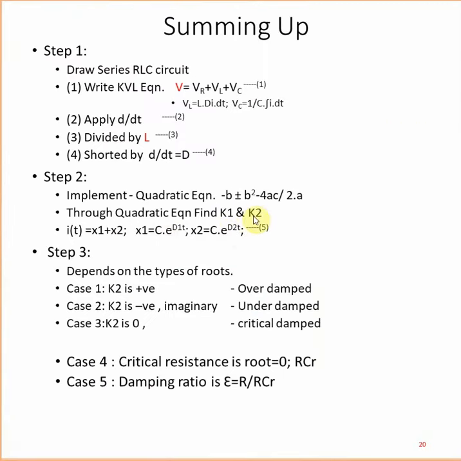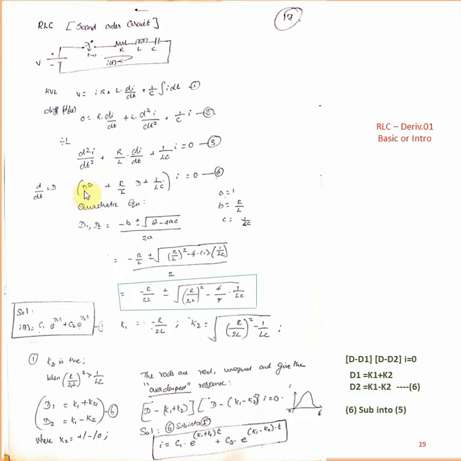I will repeat again. Step number 1 is that I apply KVL, then after that apply d by dt, then divide by L, then shorthand d by dt as d. I am going to replace that. That's all. From the fourth equation, you are going to find out the terms. So here is 1 into d squared, plus b term, R by L, plus c term.